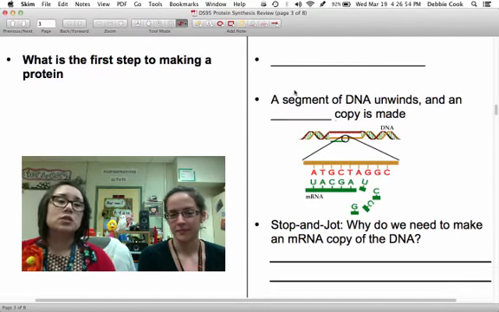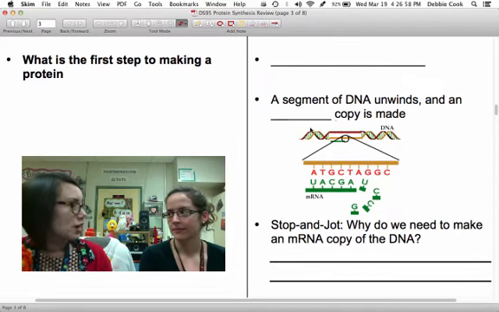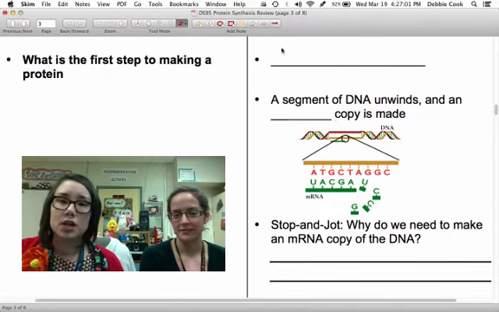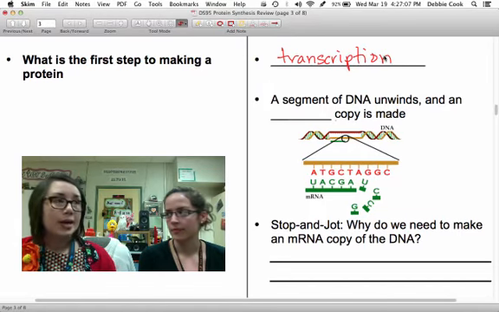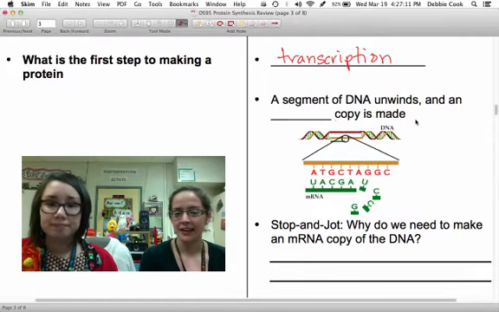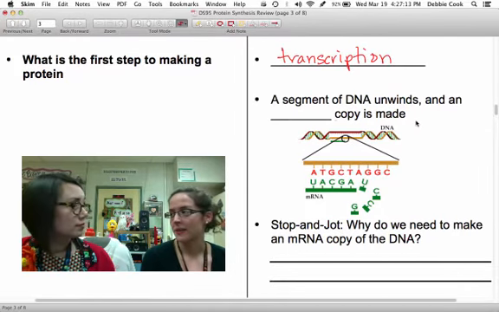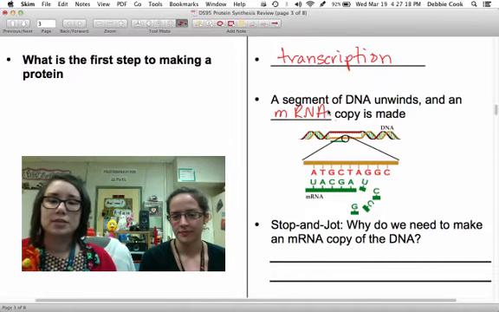The first thing that we're going to talk about is what is the first step of making a protein? So what's the very first step that everybody should know? Transcription. All right, so I'm going to go ahead and fill in transcription. You should do the same thing on your paper. So transcription is the very first step, and how do we start this process? You take a segment of DNA and unwind it, and an mRNA copy is made. All right, so I'm going to go ahead and add my mRNA to my second blank.